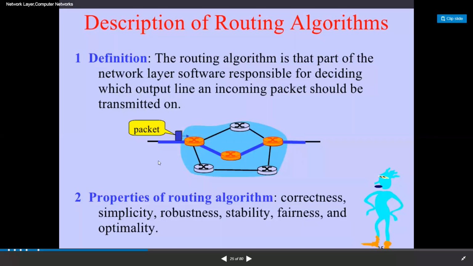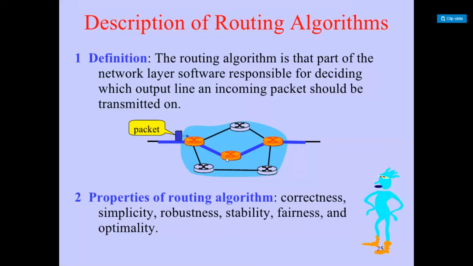It is having 1, 2, and 3 routes. It will decide this route, and at each router, the routing algorithm will decide in which direction the incoming packet will be transmitted. Okay, this is what the routing algorithm is meant for.